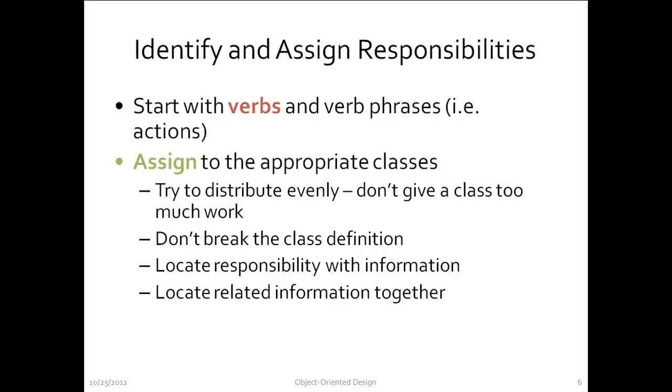You try to distribute these verbs and verb phrases appropriately, evenly, so that you don't have one humongous class and many small ones. You check that adding a responsibility to a particular class doesn't break the class definition. So for example, if you had a responsibility called finding directions, it probably wouldn't belong with an ATM class. You try to locate the responsibility with the information that responsibility might use. And you also try to locate related responsibilities together.